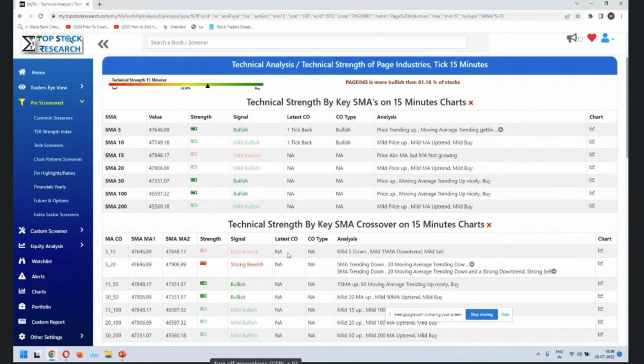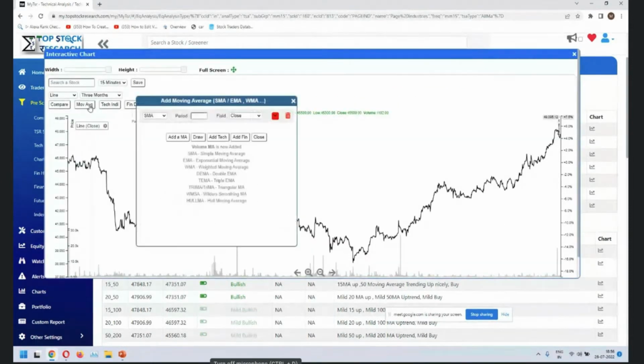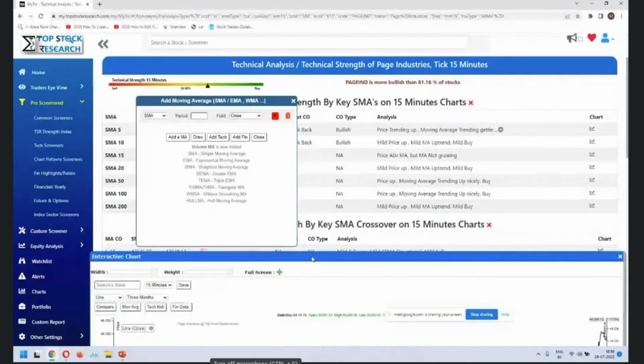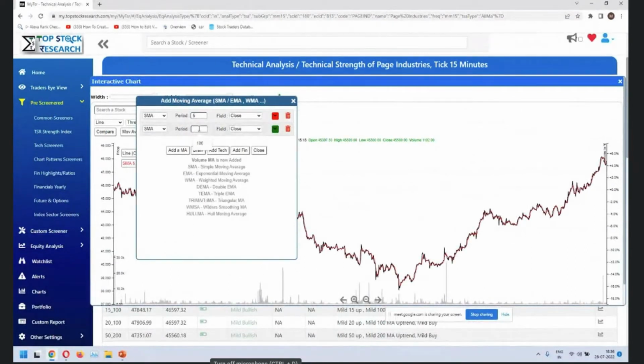For example, this one, right? If you see here, between 5 and 20, it says strong bearish. Let's look at why it is strong bearish. So let's look at, what are we looking at? We were looking at simple, right? Simple moving average. You can draw 5 and 20.